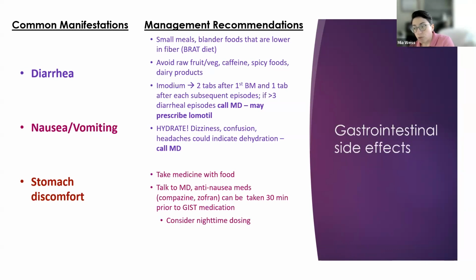With regard to nausea and vomiting, I typically recommend that patients take their dose with food. You can always talk to your MD. I typically just give a prescription for a nausea medicine when my patients first start the drug. So Compazine or Zofran are often prescribed. And I typically tell patients to take it 30 minutes prior to the GIST therapy, imatinib, Stivarga, whatever it is. And that usually can help, especially to allow patients to eat after. And it also can be helpful to take the dose at night. So if you are going to experience some nausea, hopefully you're sleeping through it.